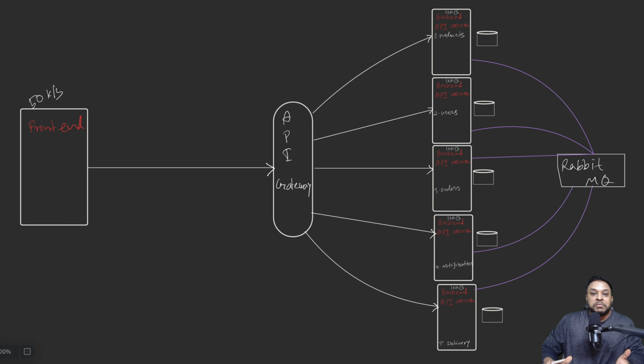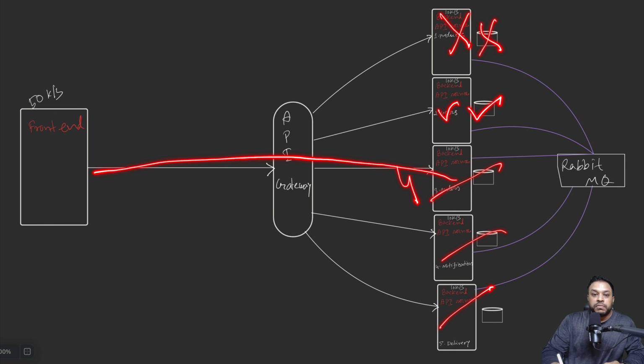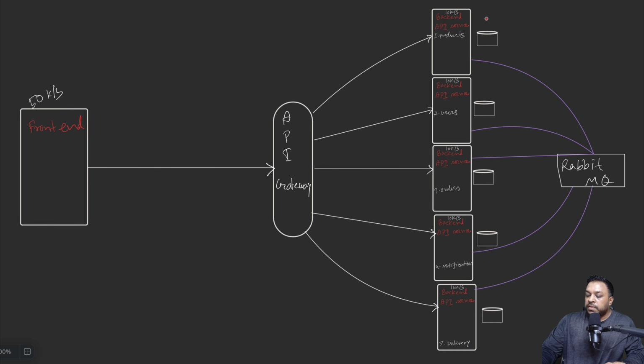Now, what is the benefit of this? The benefit is, if this service is down, still this service is working, this database is working. So these four services can still provide service to the front end. If two services are down, still three services are working. Your application's availability increased. Your application is more robust now, more strong now. It cannot be killed easily.